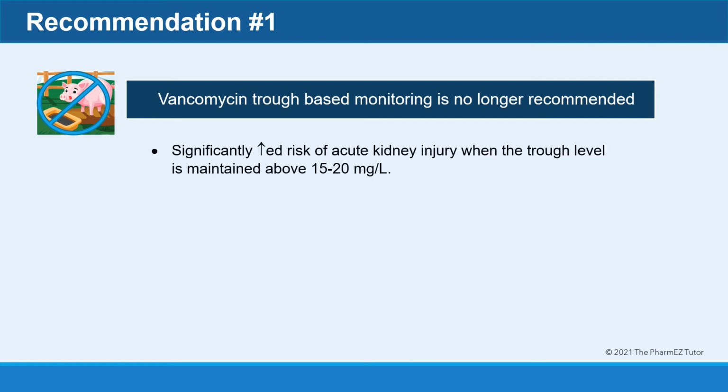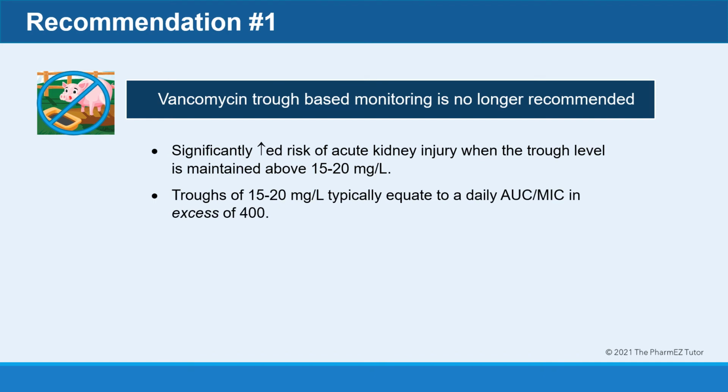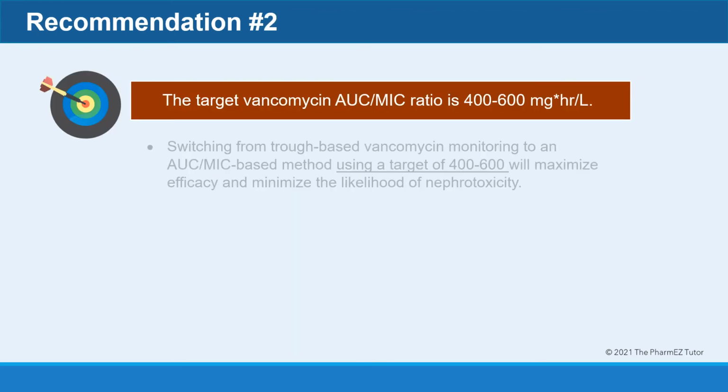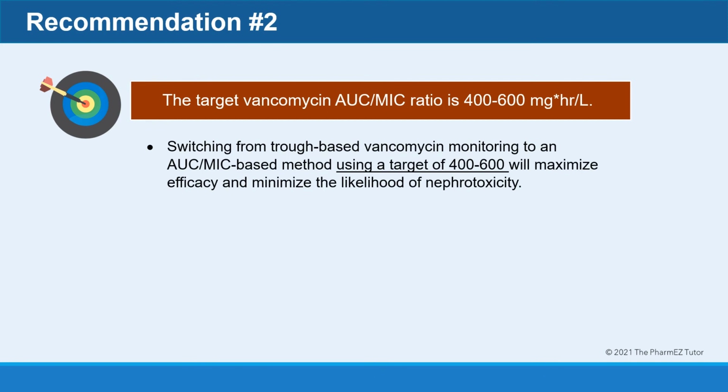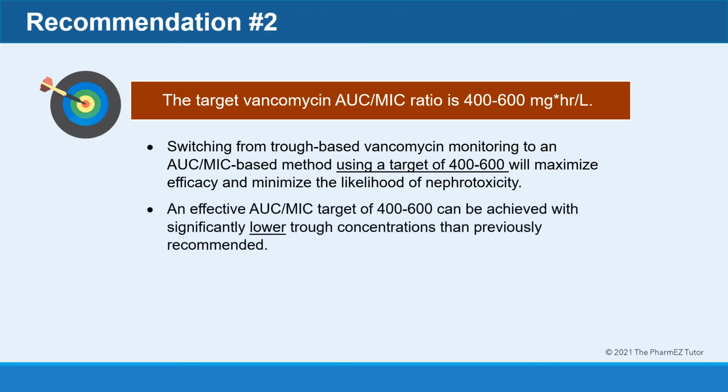Studies have shown that there was a significant increased risk of acute kidney injury when targeting higher vancomycin trough concentrations, especially when the trough level is maintained above 15 to 20 milligrams per liter. Troughs of 15 to 20 milligrams per liter typically equate to a daily AUC-MIC ratio in excess of 400. By switching from trough-based vancomycin monitoring to an AUC-MIC-based method, using a target of 400 to 600 will maximize efficacy and minimize the likelihood of nephrotoxicity. An effective AUC-MIC target of 400 to 600 can be achieved with significantly lower trough concentrations than previously recommended.